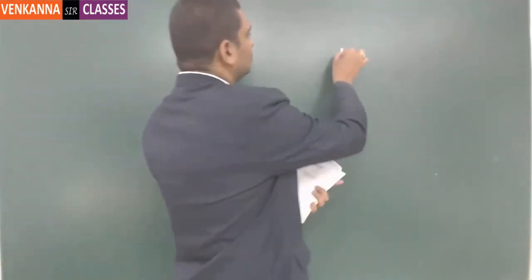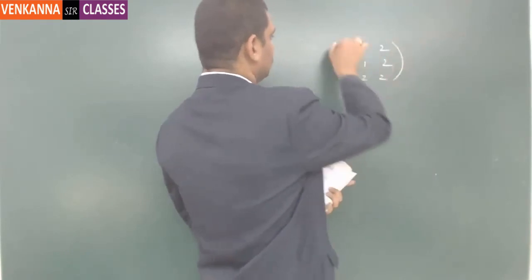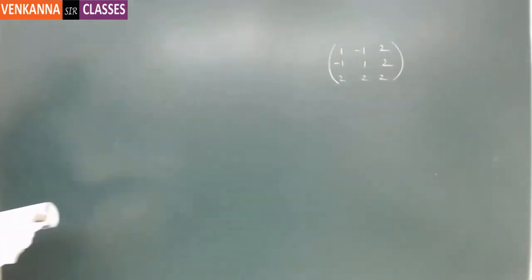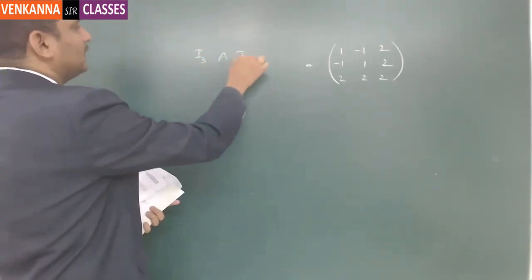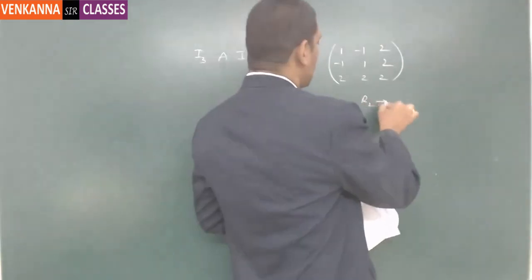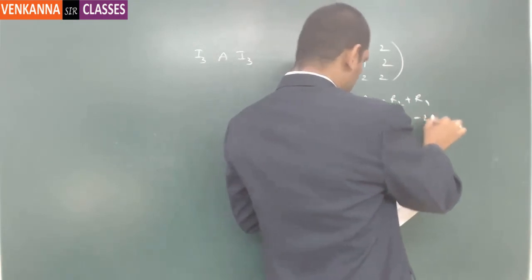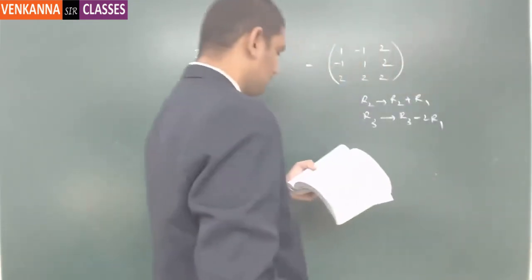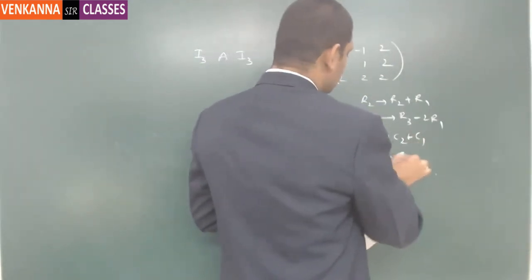Suppose this is my matrix. Writing this matrix in the form of I3, A, I3, I will apply the row operations as well as column operations. I am applying like this: R2 tends to R2 plus R1, R3 tends to R3 minus 2R1. Also C2 tends to C2 plus C1, and C3 tends to C3 minus 2C1.